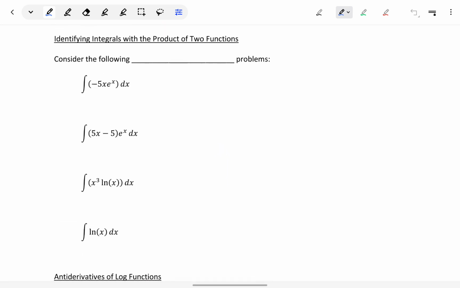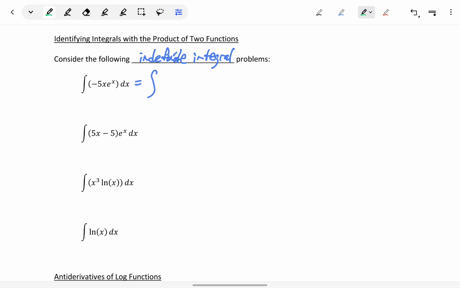But we'll move forward with talking about how we identify when integration by parts is the appropriate method, and then build our way up to finding some of these indefinite integrals. So we have several different problems below where we want to find the indefinite integral, or antiderivative. And in each of these cases, what we want to recognize is that we're integrating the product of two functions.